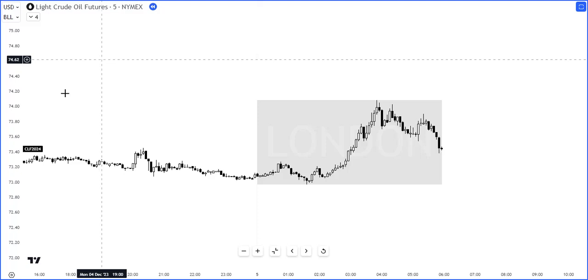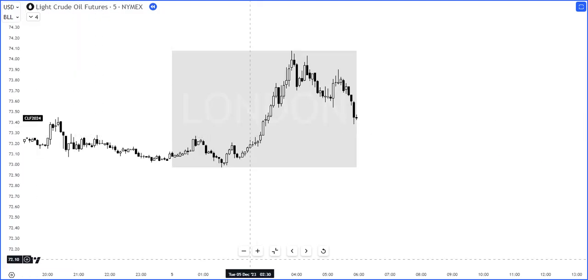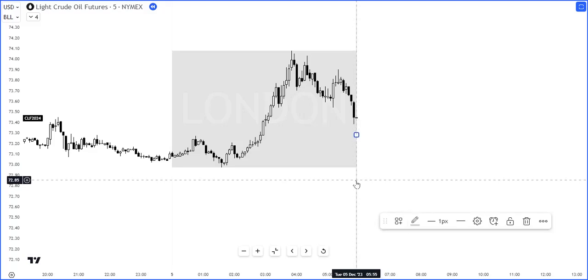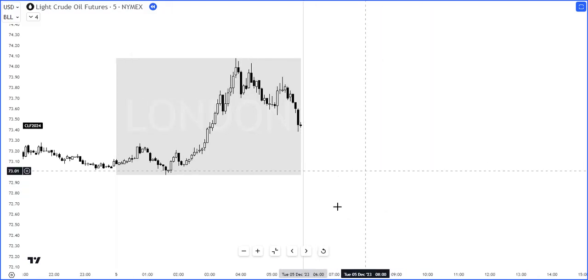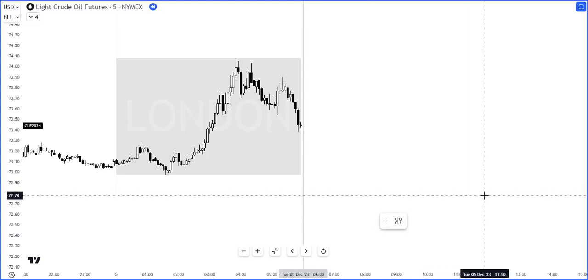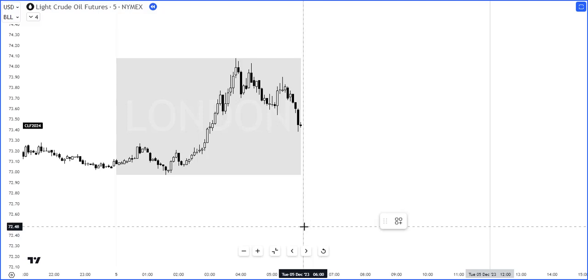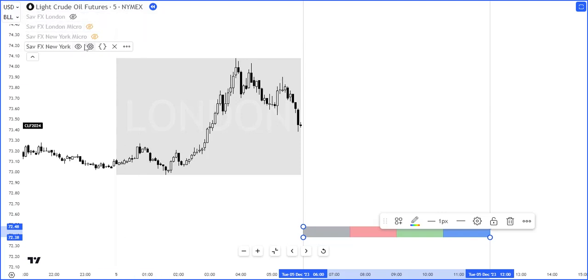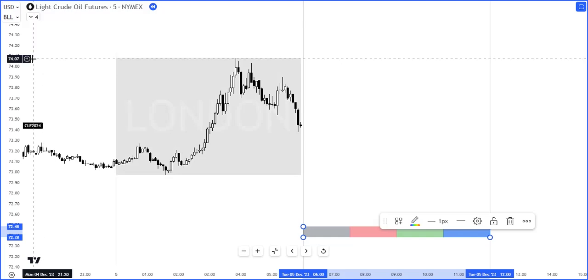Okay, right now we've identified the London range. This is our London range. Our New York opens at 6 a.m. and ends at noon, 12 o'clock. This is our dealing range. Then we can utilize the Gantt box. This is optional, but personally I'm just using my indicator to identify the ranges, and it just pops up on its own.